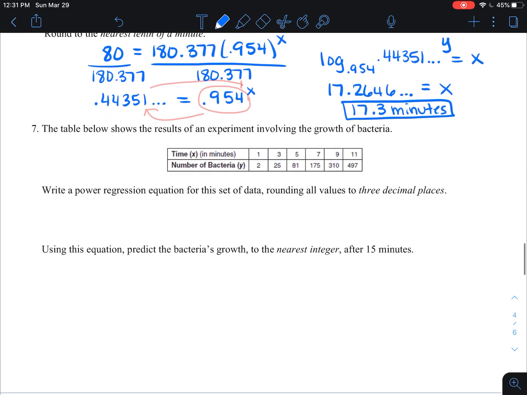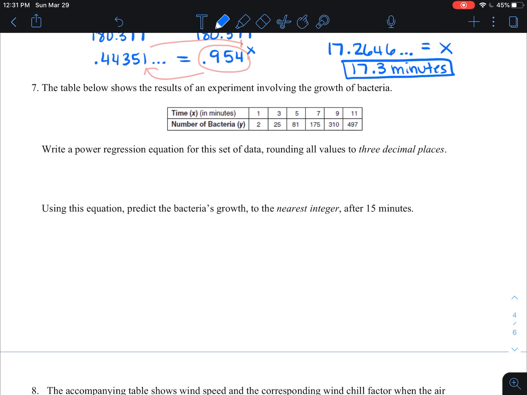Okay, and let's look at one more question for today. We're going to look at number 7. So for question 7, again, we're given a table of data. This data is time in minutes, but with bacteria growing, and they're saying to look at this data and write a power regression equation. Okay, power regression for this set. And we're going to round to 3 decimal places.